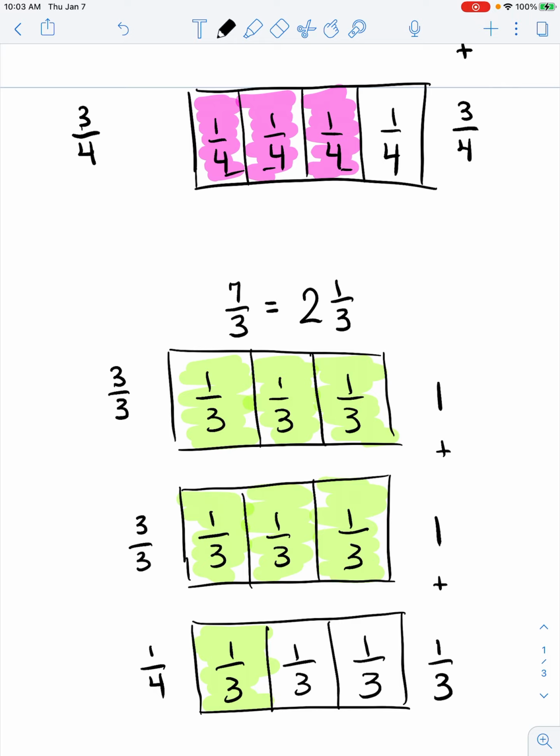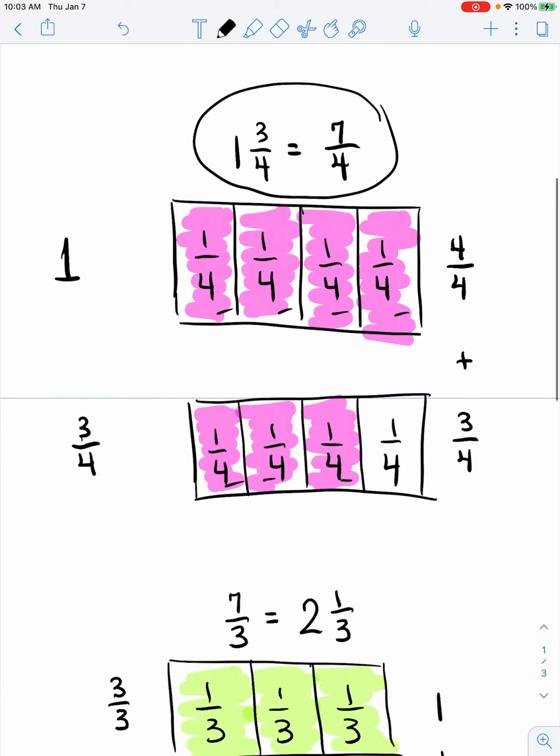Well, that's great. It's nice to be able to look at models and to recognize what fraction or mixed number they are, but you know what? Nobody wants to do this. I do because I'm a math teacher, but when you have a problem or several problems that you want to do, you want an easier way. So let's do both of these without the models.